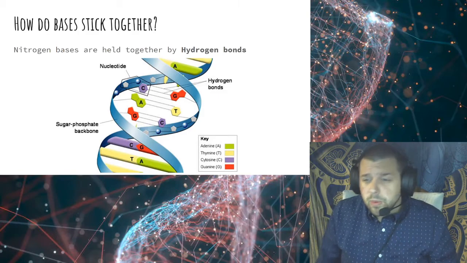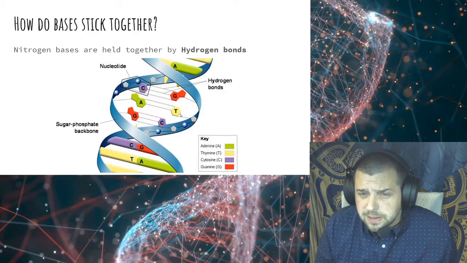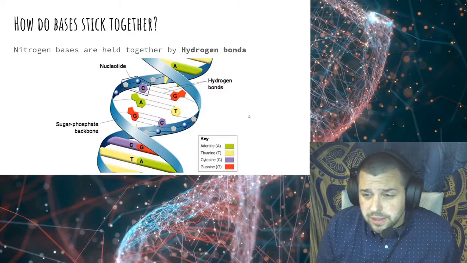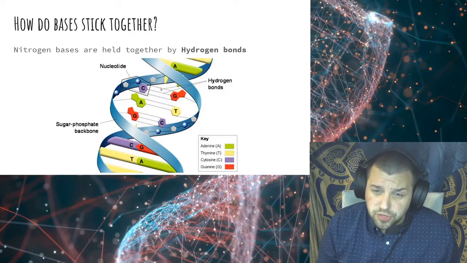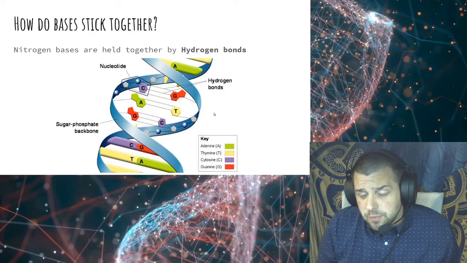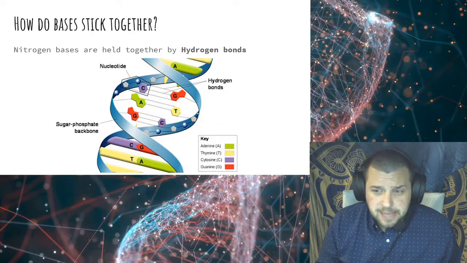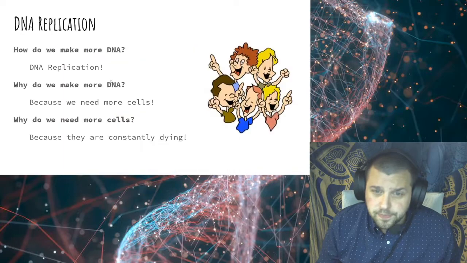Now, when we have the sides, the sugar phosphate backbone, and the bases in the middle, what holds those bases together are what we call hydrogen bonds. Hydrogen bonds are what hold the bases together. Some have 3 hydrogen bonds, as you can see between G and C, and A and T only have 2 hydrogen bonds. These are pretty weak bonds that can be broken down by some enzymes to help us replicate DNA.